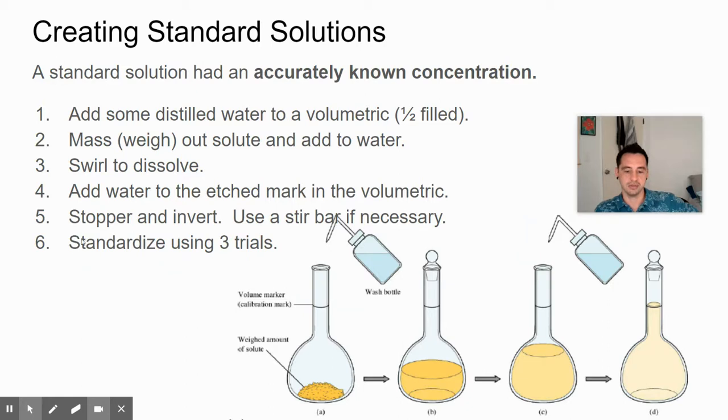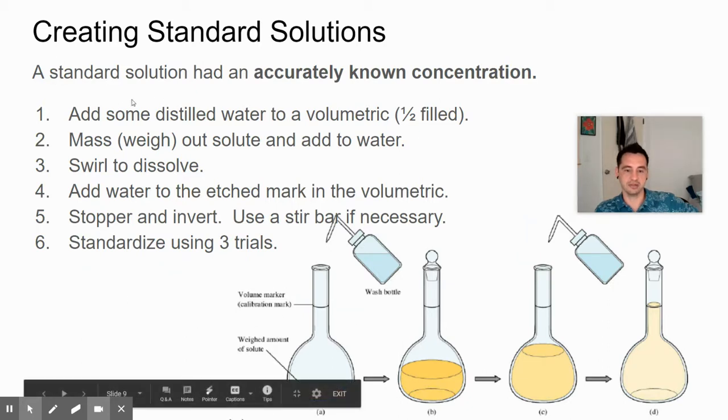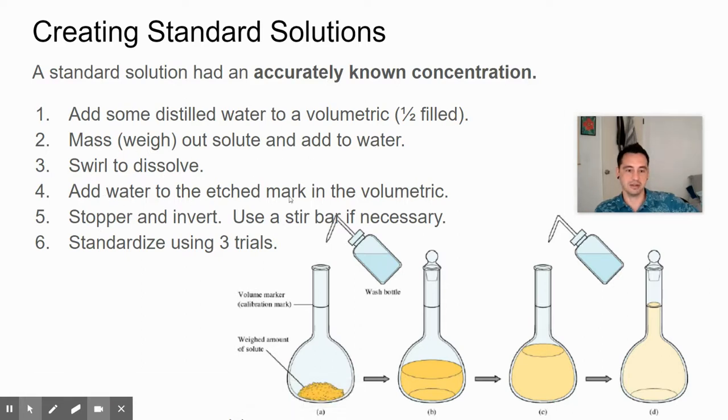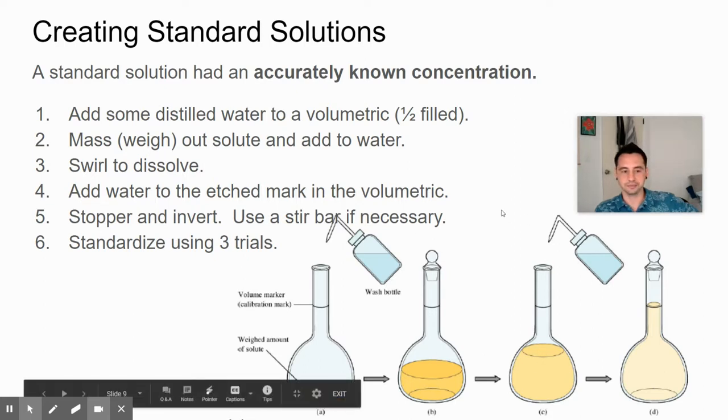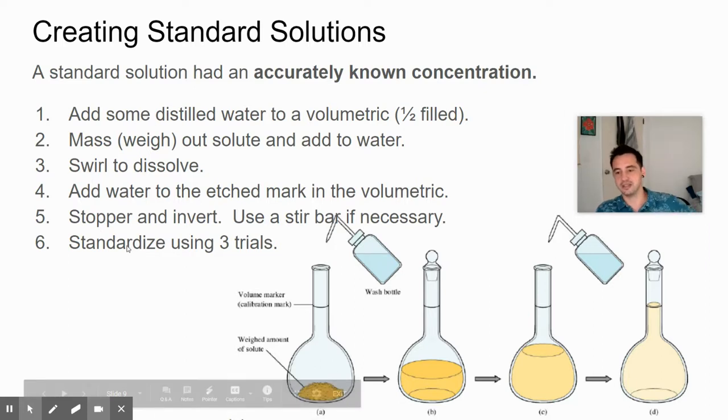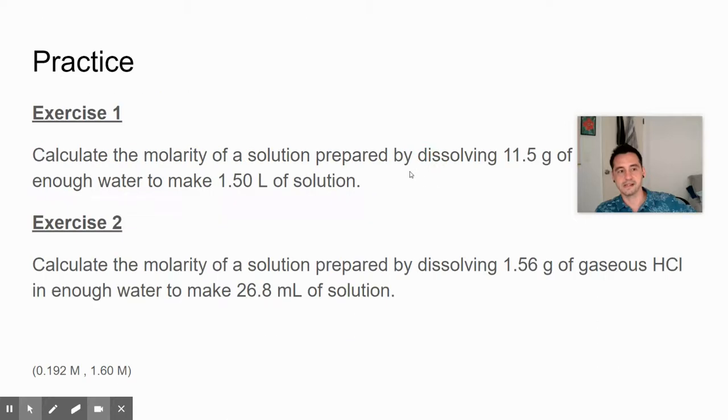Okay, so here we go. Again, those are just the directions right here. Add a little bit of distilled water, measure out the solid, swirl to dissolve, add water to the mark, stopper to invert, and then you can standardize it. You standardize it, basically you're testing the strength of it. You do it 3 times. Okay.